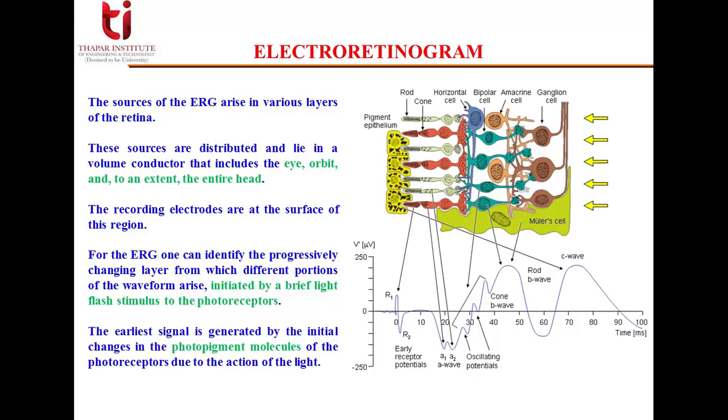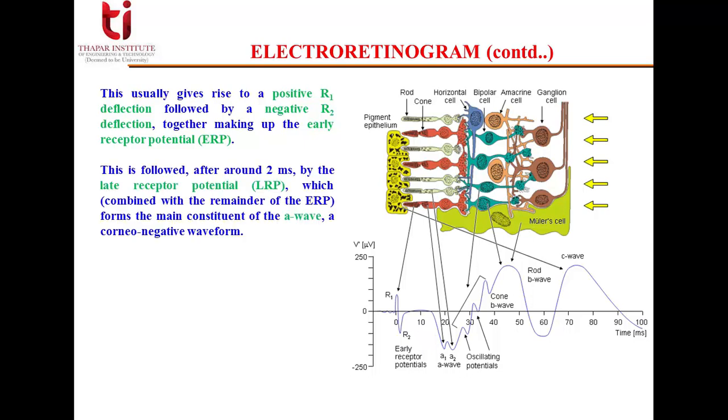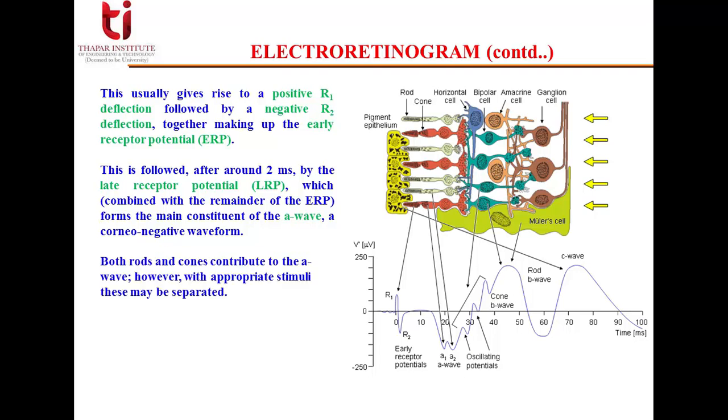The earliest signal is generated by the initial changes in the photopigment molecules of the photoreceptors due to the action of light. Then it gives rise to a positive R1 deflection followed by a negative R2 deflection. Together they make up the early receptor potential, that is ERP. This is followed after 2 milliseconds by a late receptor potential, LRP, which combined with the remainder of the ERP forms the main constituent of the A wave, a corneonegative waveform. Both rods and cones contribute to the A wave. However, with appropriate stimuli, these may be separated.